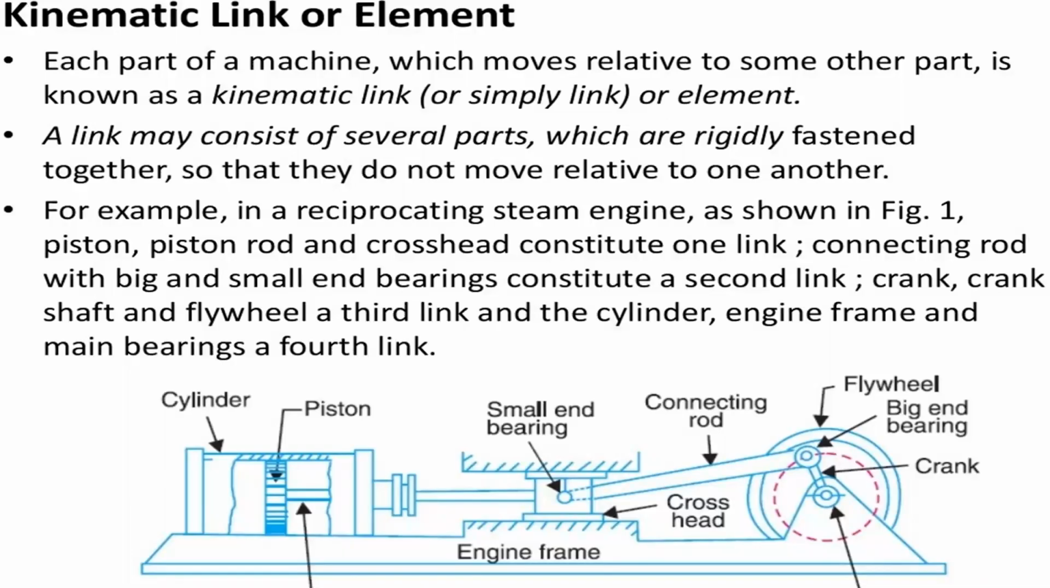Next, going to the next slide, we are going to define the kinematic link, or it is simply known as a kinematic element. Each part of an assembled machine which moves relative to some other part is known as a kinematic link. So there is definitely some motion in the body, some movement in the body, link or element.